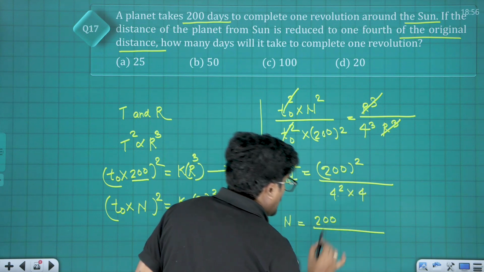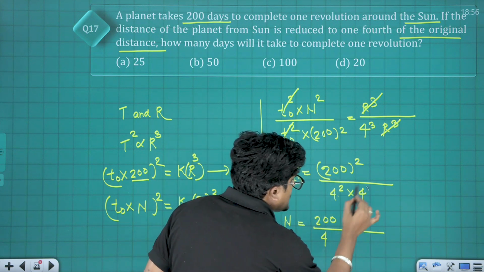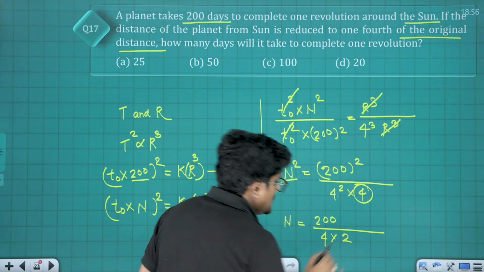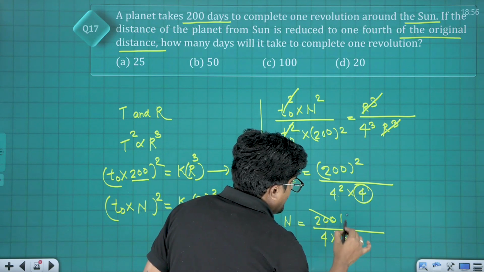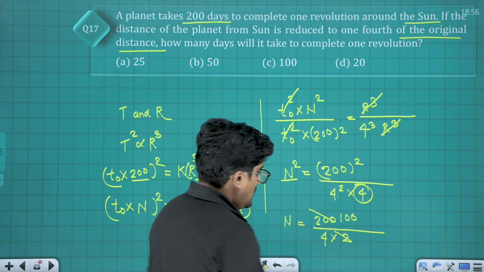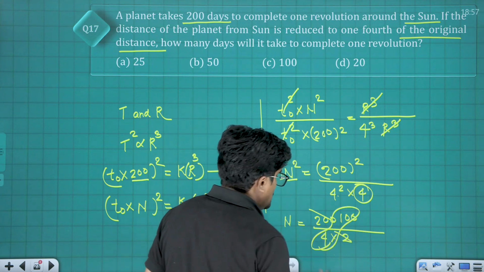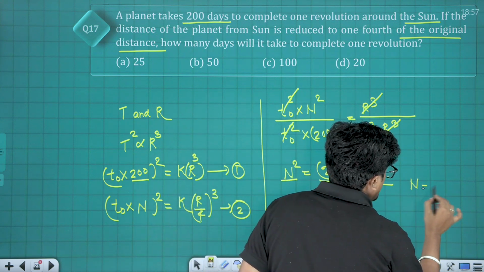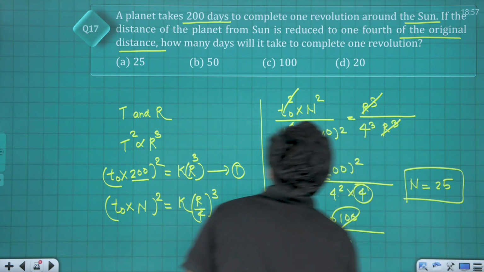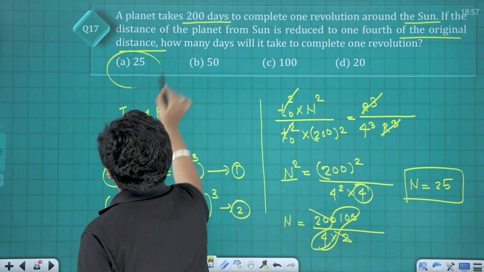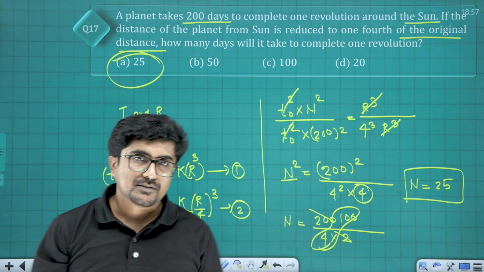200. And the square root of this is going to be what? 4. And the square root of this is going to be what? 2. So definitely this is going to be 100. And 100 by 4 is what? 25. So the answer for N is 25 days. That means option A must be the correct answer.